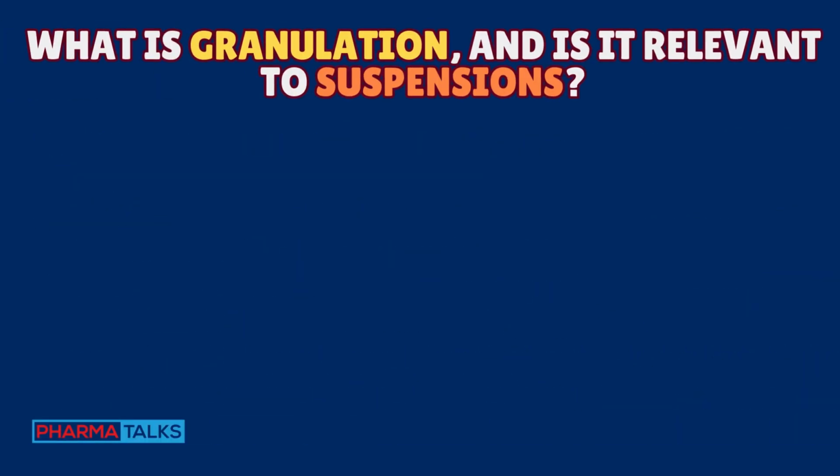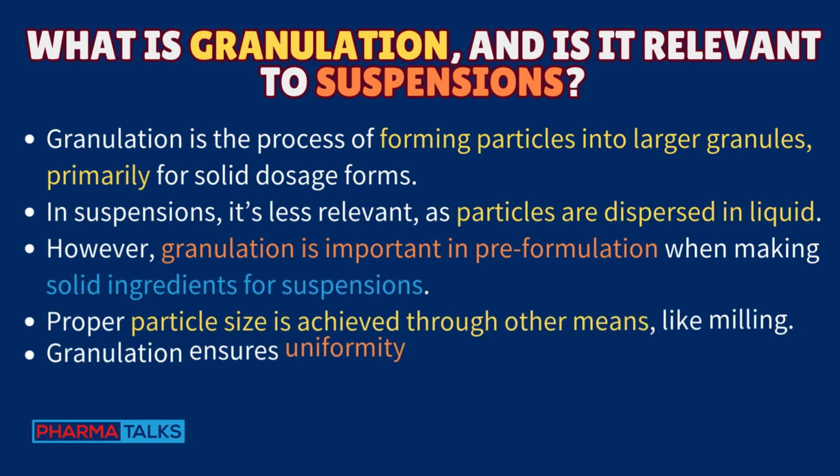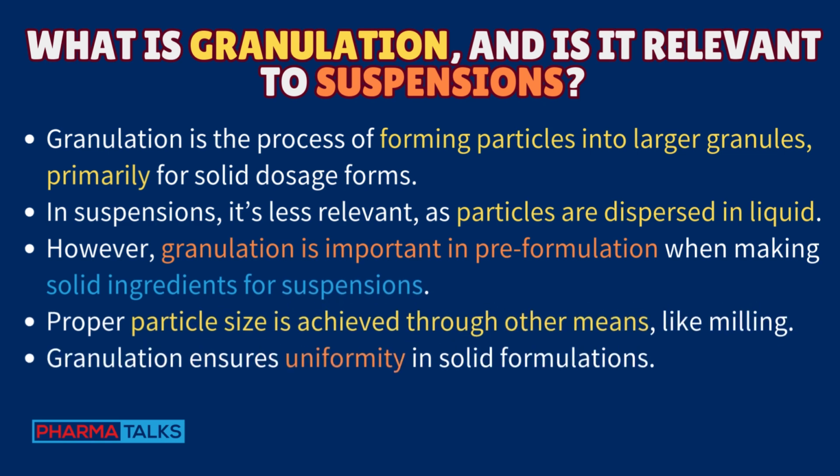What is granulation, and is it relevant to suspensions? Granulation is the process of forming particles into larger granules, primarily for solid dosage forms. In suspensions, it's less relevant, as particles are dispersed in liquid. However, granulation is important in pre-formulation when making solid ingredients for suspensions. Proper particle size is achieved through other means, like milling. Granulation ensures uniformity in solid formulations.